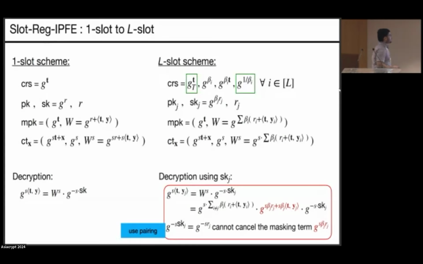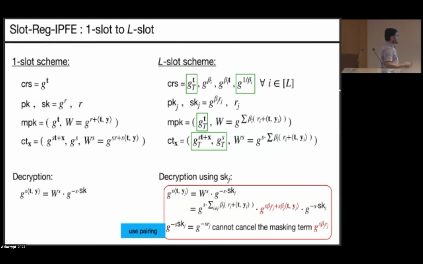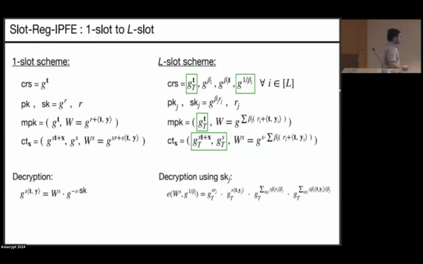We need to cancel beta_j from the computation of user j. Therefore, we add g to the power 1 upon beta_i to the CRS, and we also encode our vector t in the target group. Accordingly, we can modify the components of the master public key and the ciphertext. So now, if we try to decrypt using sk_j, since we have introduced 1 by beta_i to the CRS, we can see that beta_j is removed from the decryption equation.